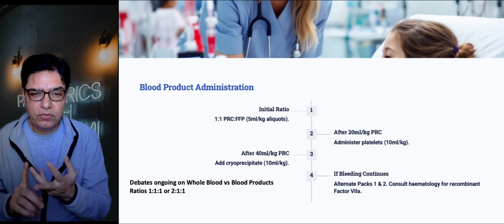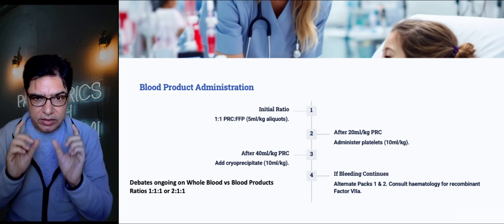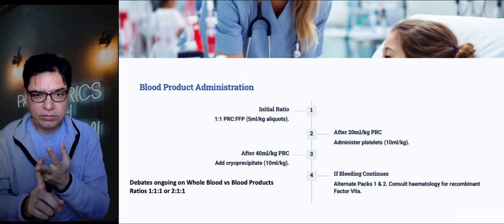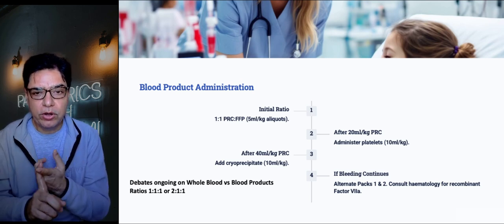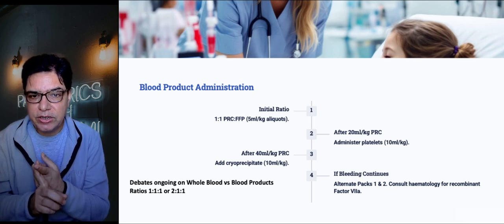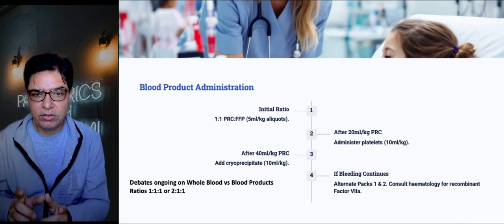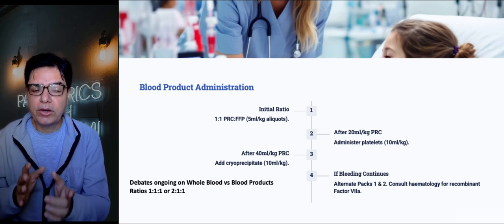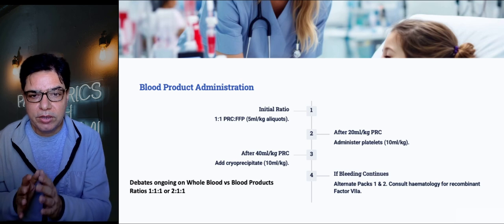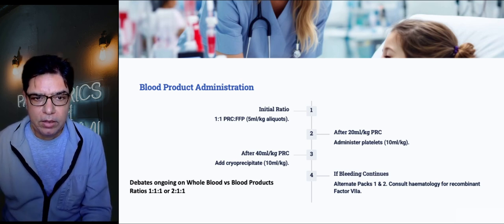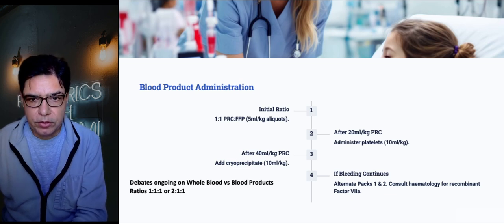Tranexamic acid dose is 15 milligram per kg. This is again endorsed by 2 authorities. Number 1, ATLS, the Trauma Life Support Group, and number 2, Royal College of Paediatrics and Child Health. They both say 15 milligram per kg over 10 minutes within 3 hours of the injury or of the accident, followed by 2 milligram per kg per hour infusion. Okay, let's move on.